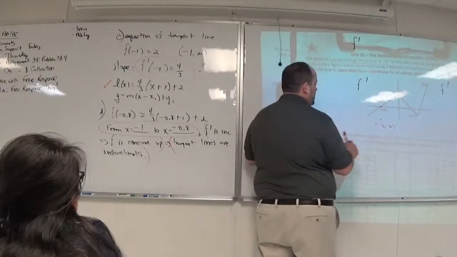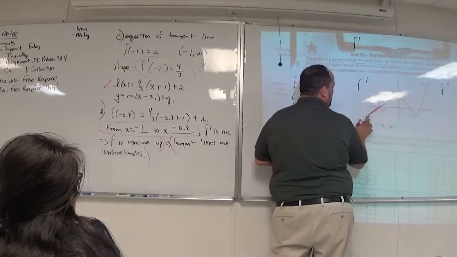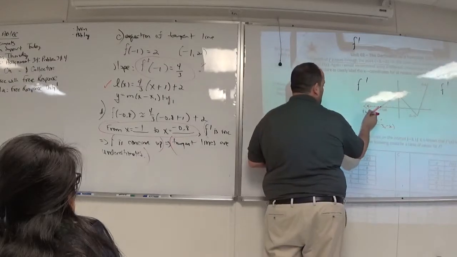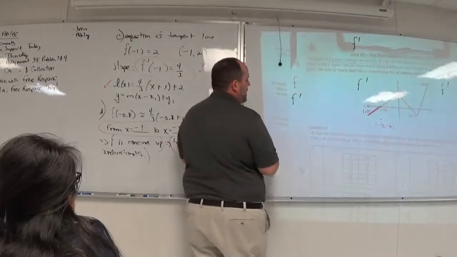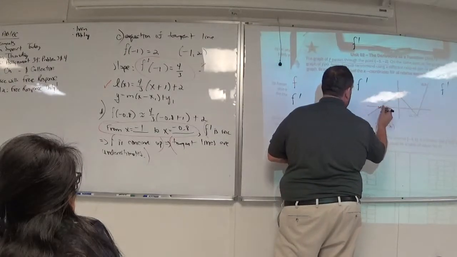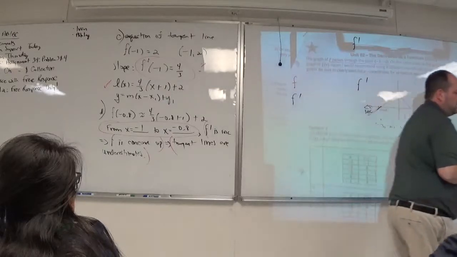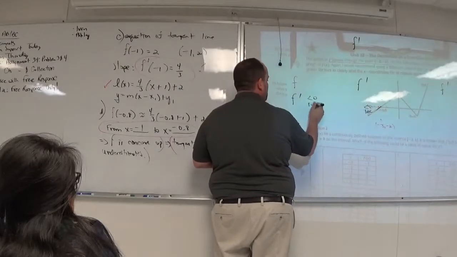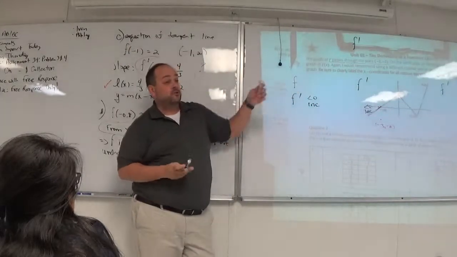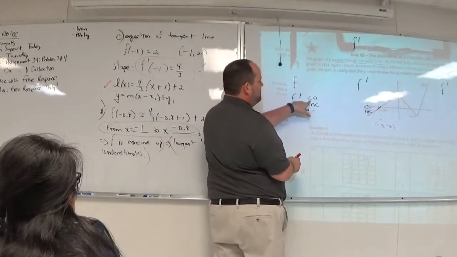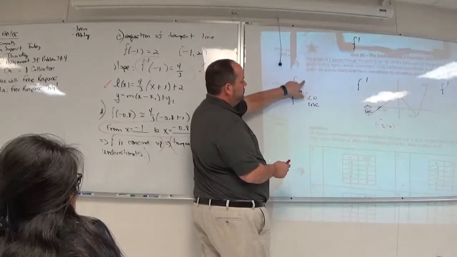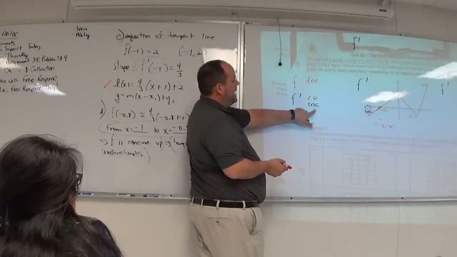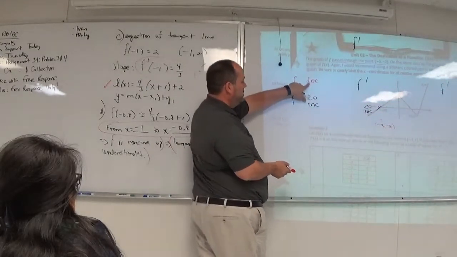Here's what I like to do. I like to think about this on an interval. From this point until negative 3, I know that f prime is negative and at the same time increasing. Negative and increasing. If f prime is negative and increasing, what has to be true about f? F prime is negative. What's true about f? F is decreasing.